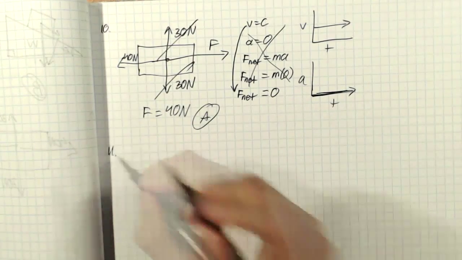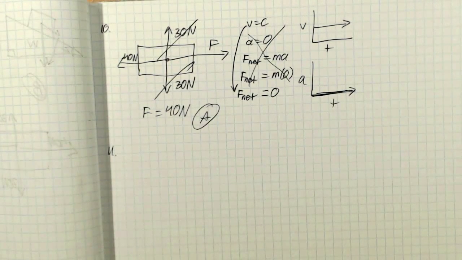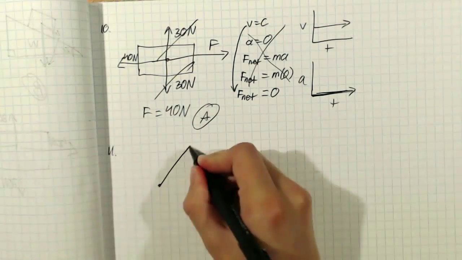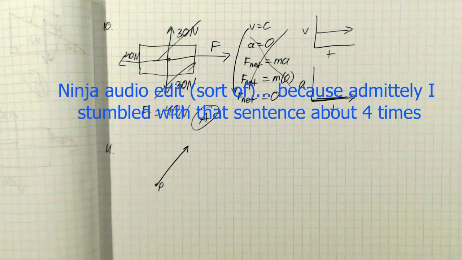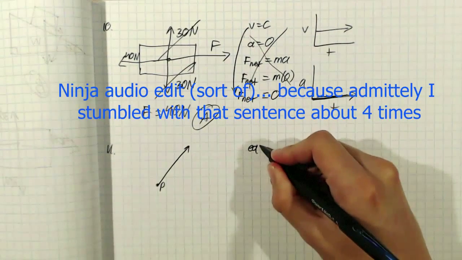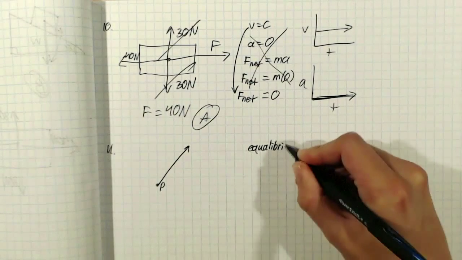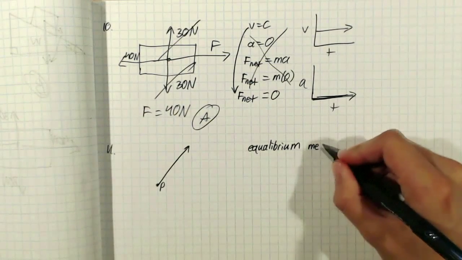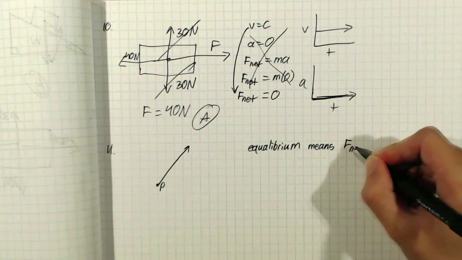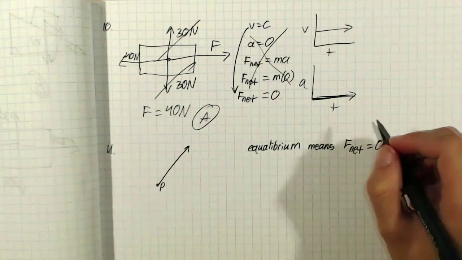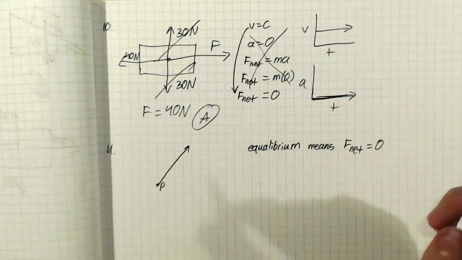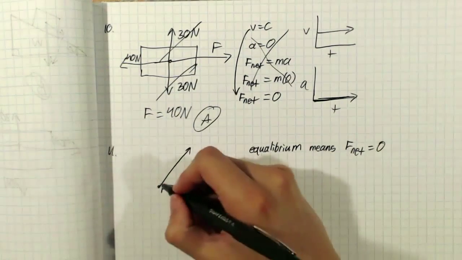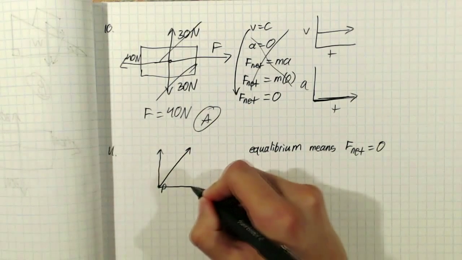The next question is question 11, which says, the diagram below represents a force acting on point P. Which pair of concurrent forces would produce equilibrium when added to the force acting at point P? Okay, so producing equilibrium means there's no net force acting on the object. Equilibrium means F net equals 0. So for our net force to equal 0, we have to have forces canceling out this force. So if we split this force up into its component forces, we're going to get this and this.